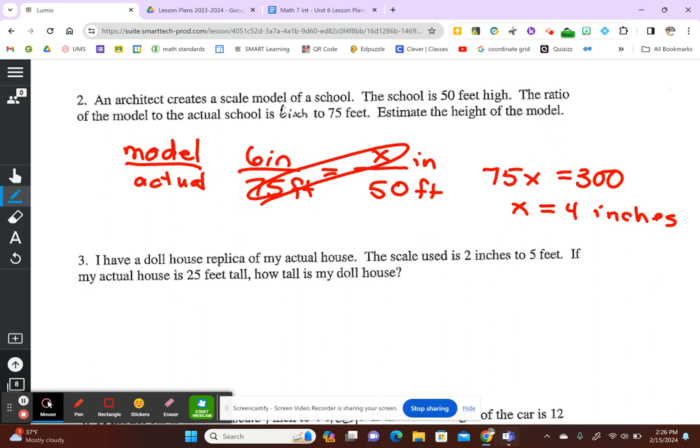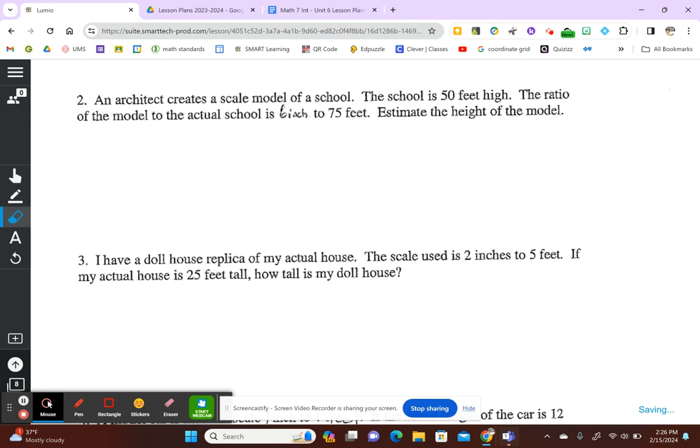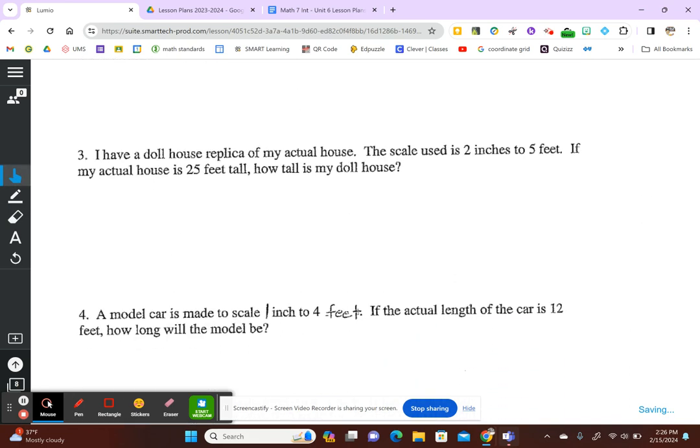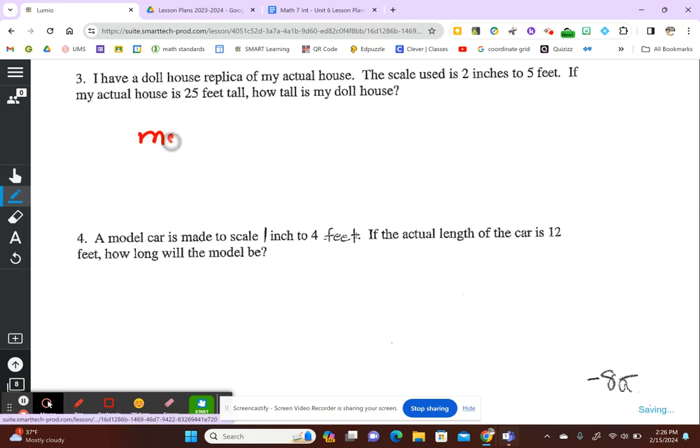Okay. So again, if you think you can do the next one on your own, do it first. Stop the video and turn it on when you're done. So I have a dollhouse replica of my actual house. My scale is, and again, I'm going to do model over actual.